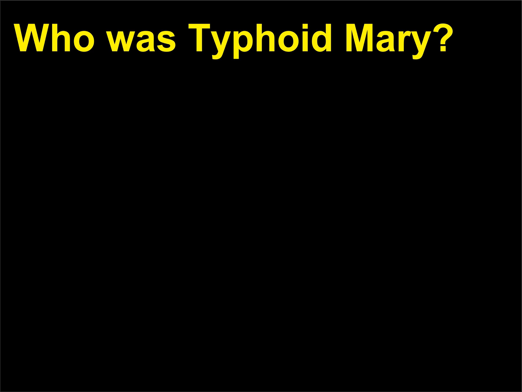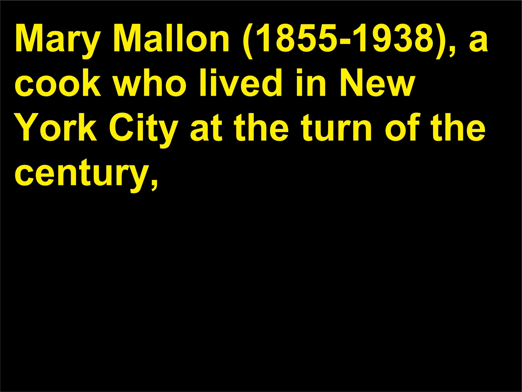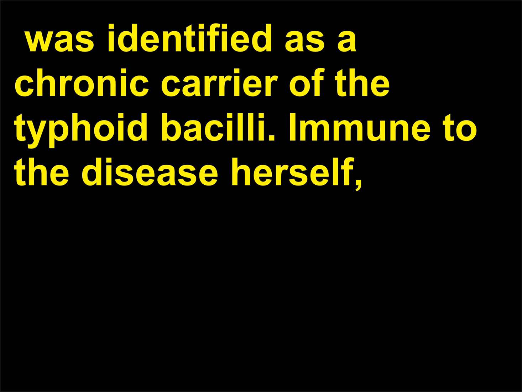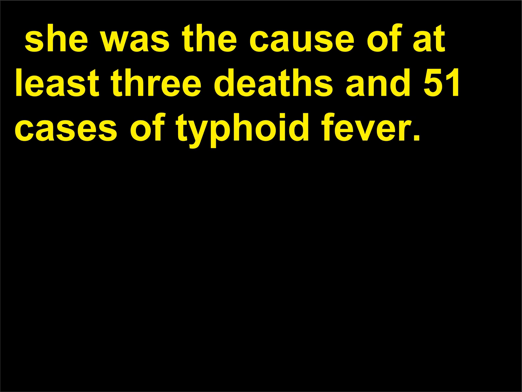Who was Typhoid Mary? Mary Mallon, 1855 to 1938, a cook who lived in New York City at the turn of the century, was identified as a chronic carrier of the typhoid bacilli, immune to the disease herself. She was the cause of at least 3 deaths and 51 cases of typhoid fever.